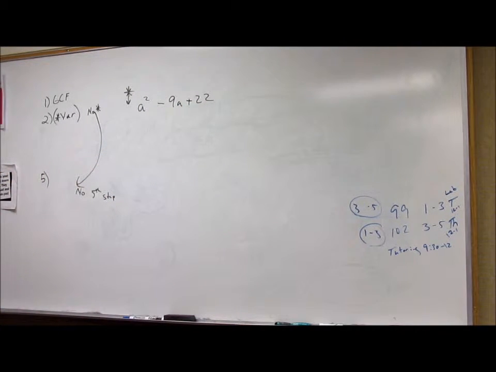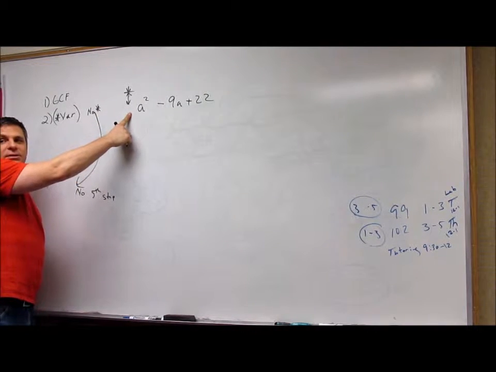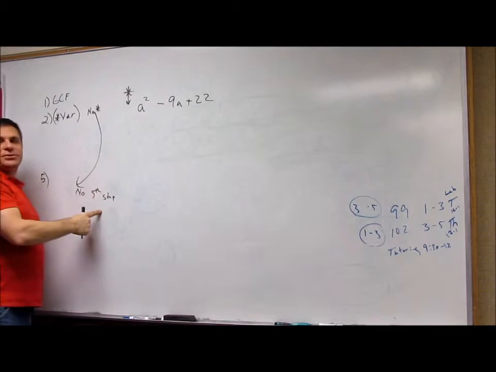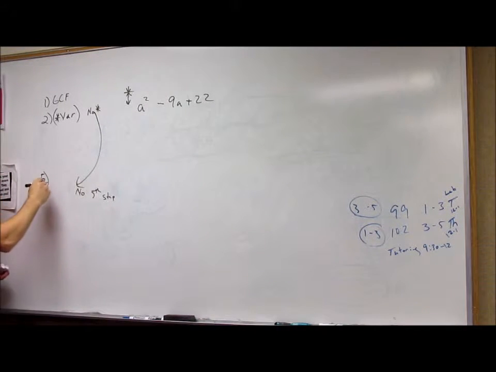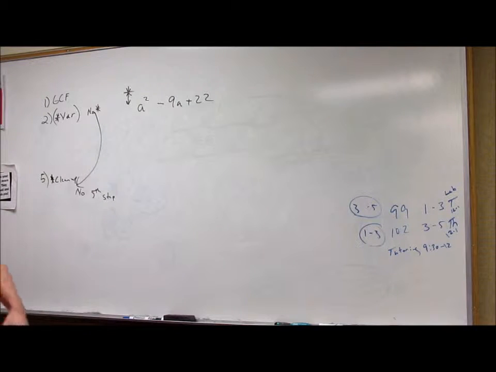So, the first number is your star. There's no number, there's no star. There's no star, there's no star cleanup, which is your 5th step. No 5th step. So if you don't have a star in the beginning, you don't need to clean it up at the end, right?